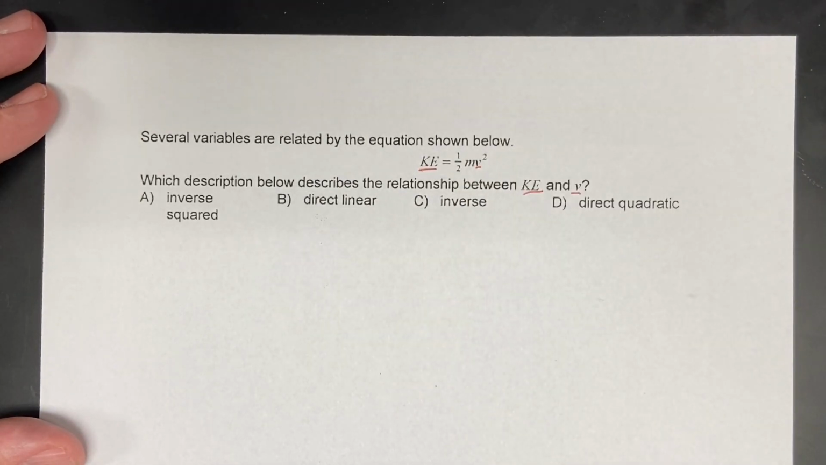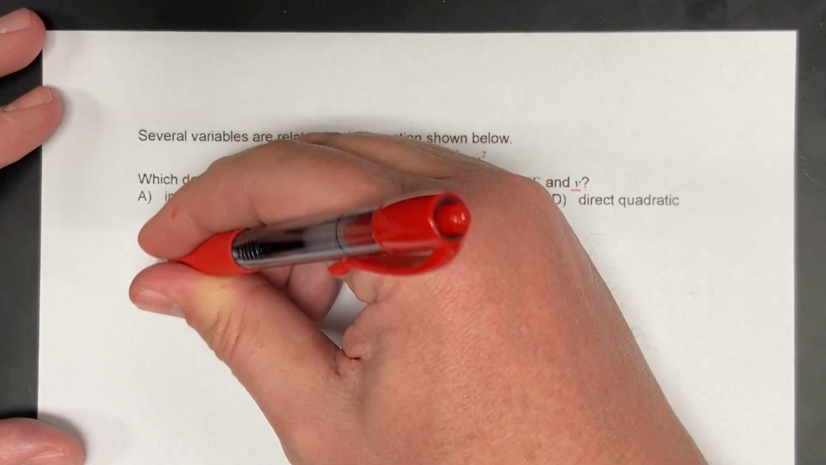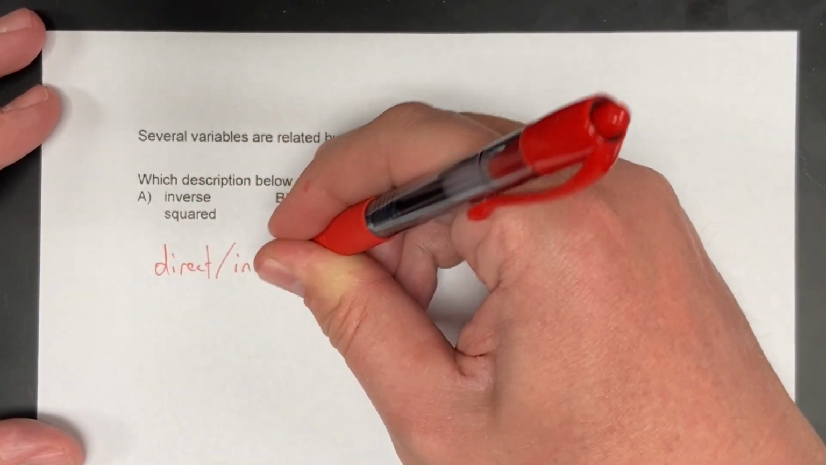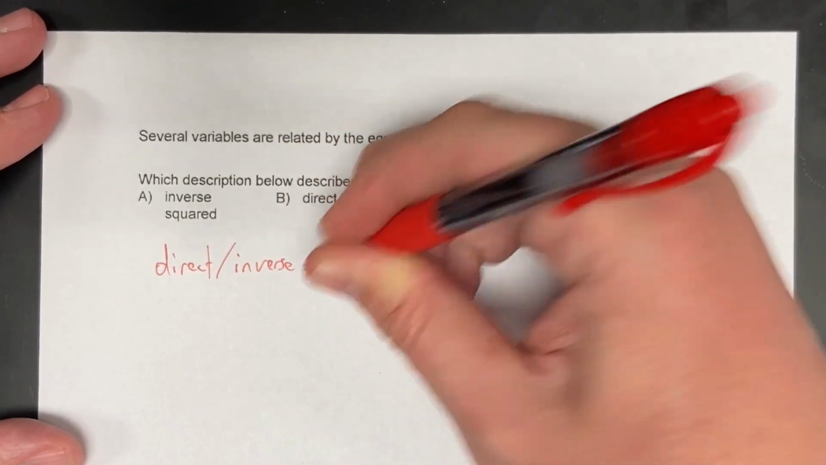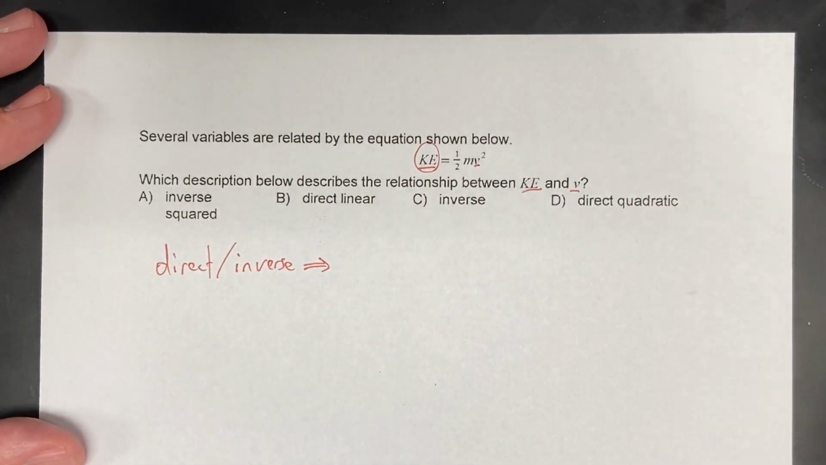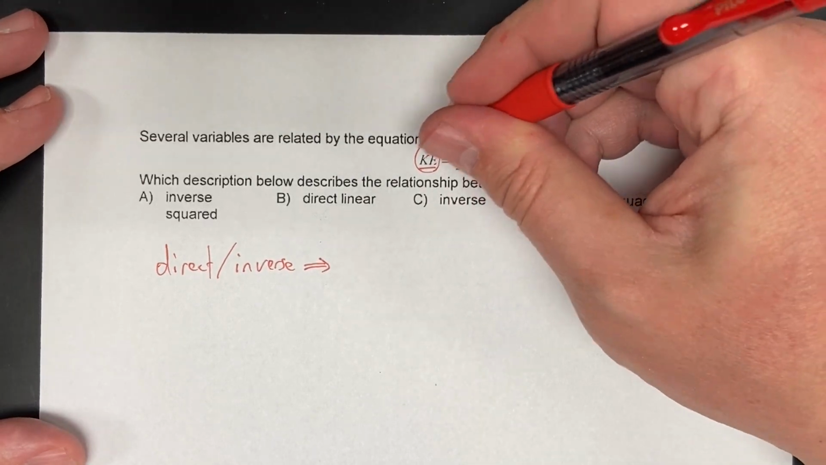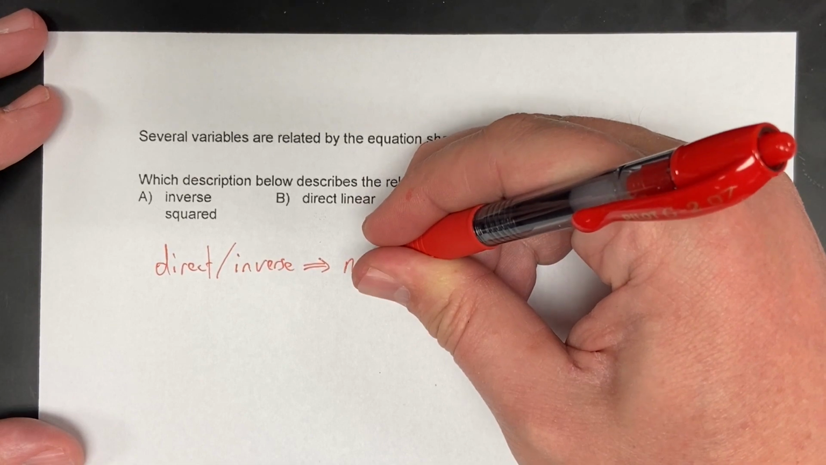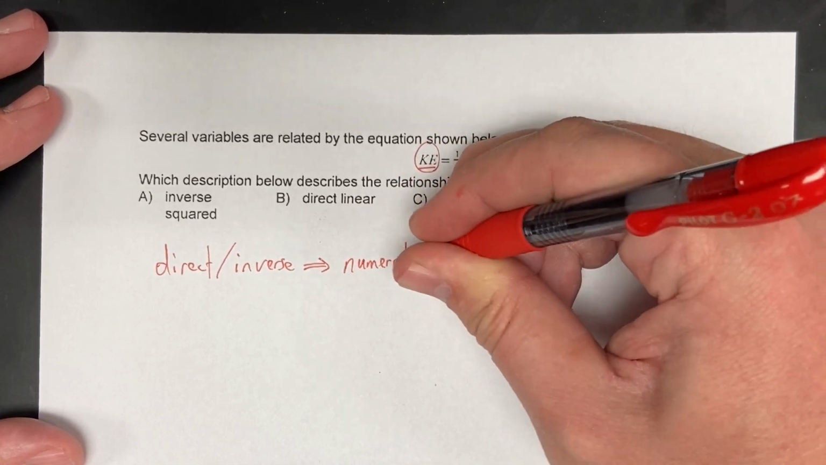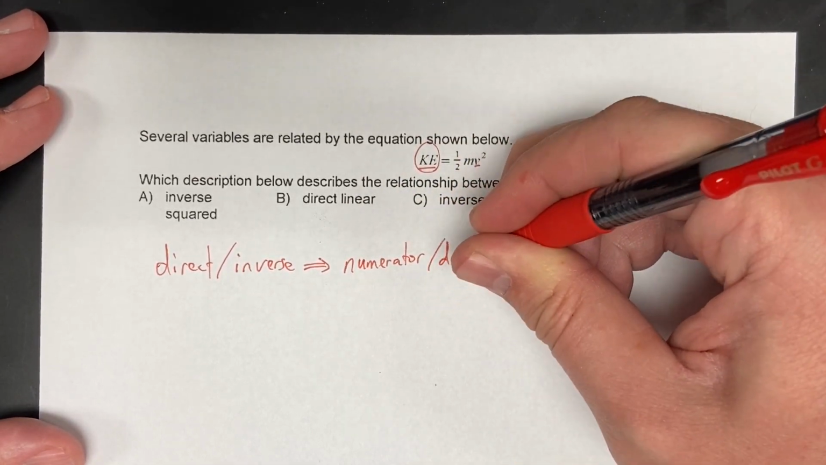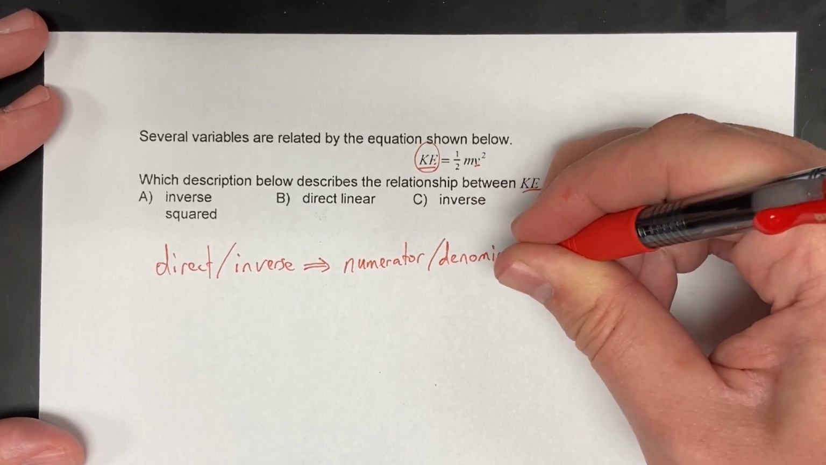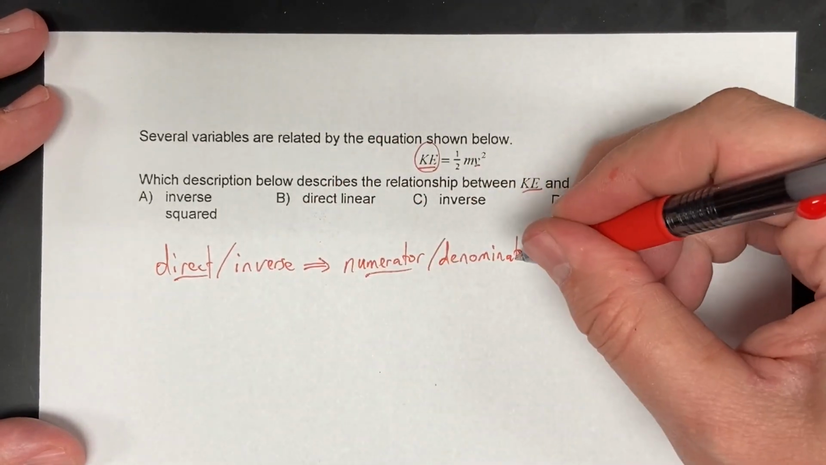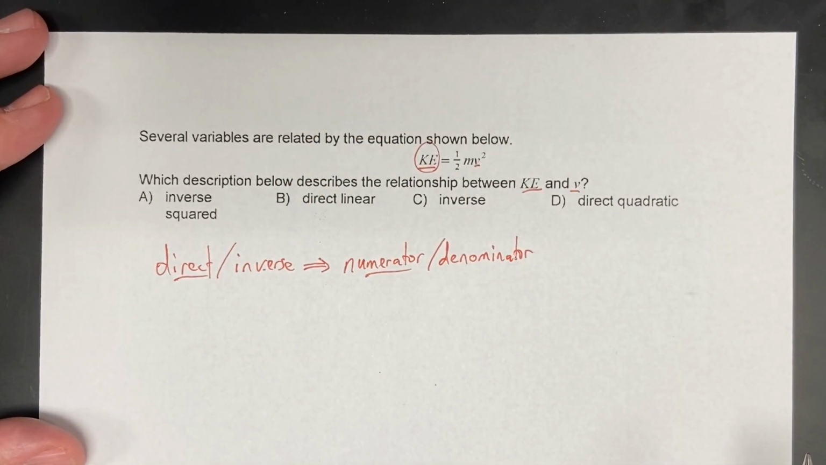linear, or something else? So if we're talking about direct versus inverse in the equation, if we have one variable already alone, we have to do that. So when we get one variable alone, where is the other? Is it in the numerator or is it in the denominator? If it's in the numerator, then it's going to be a direct relationship. If it's in the denominator, that's indicating an inverse relationship.